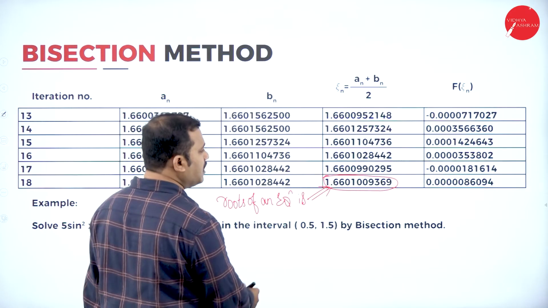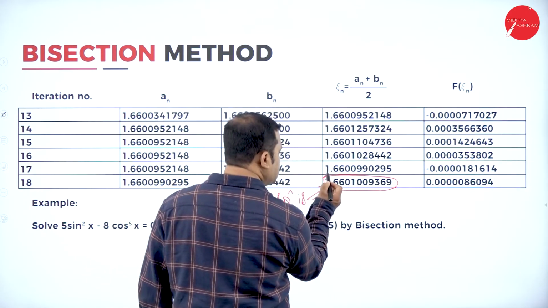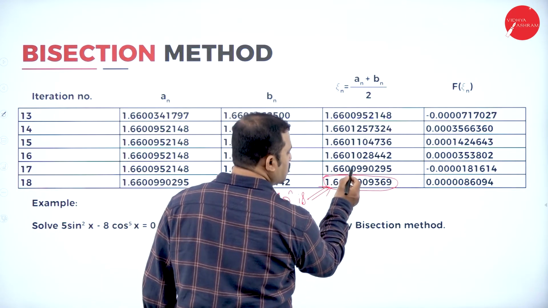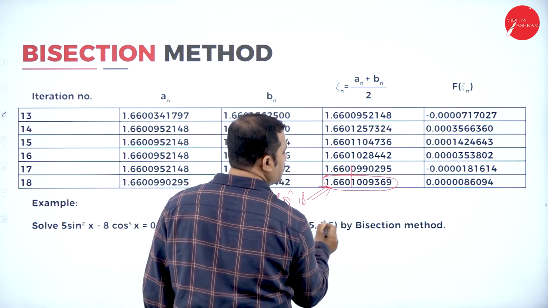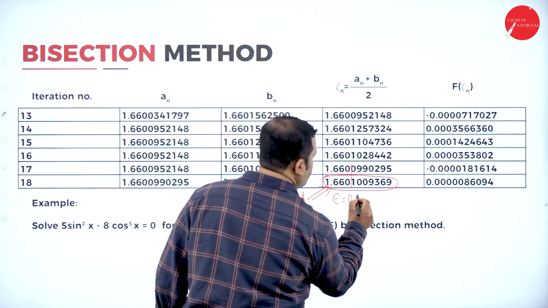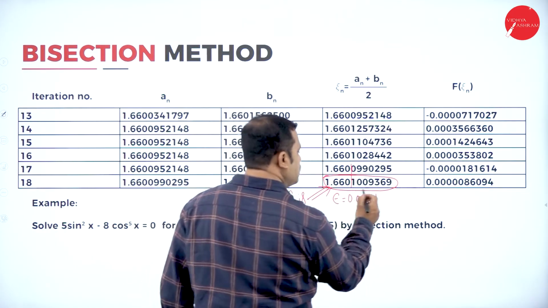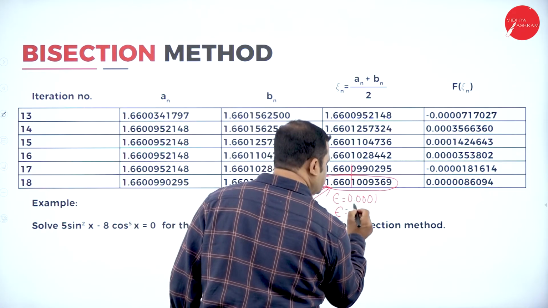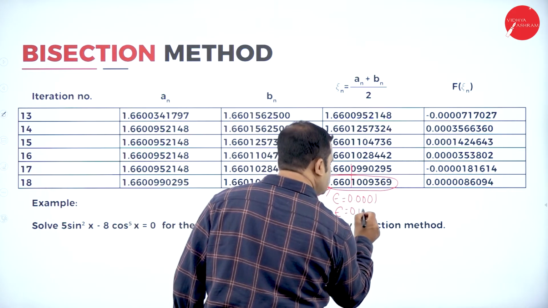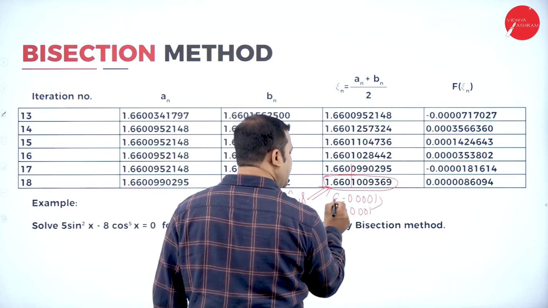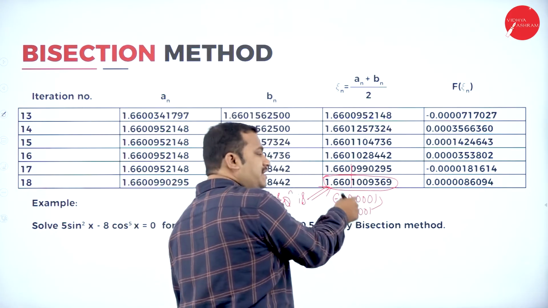If you observe this carefully, you are seeing that 1.6600, there is a difference in this point. That is epsilon equal to 0.000. Here you will observe the difference, and what is the condition mentioned here? Epsilon is 0.001, which is less than this. This is less than this value, so that it terminates the iteration.